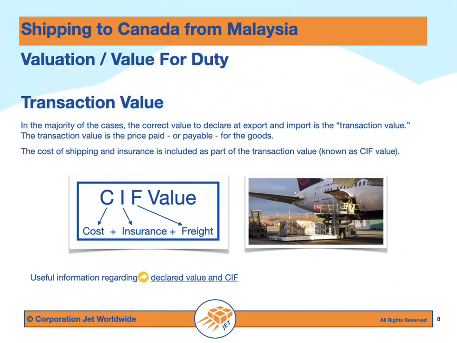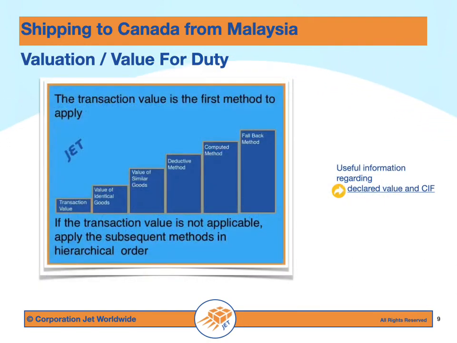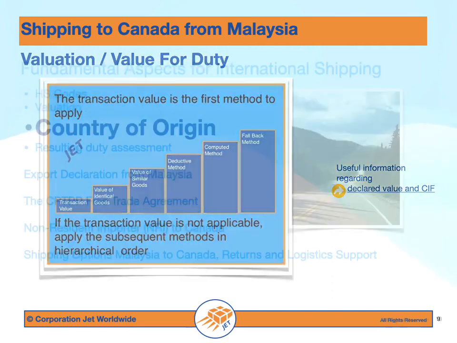If the transaction price is inclusive of shipping and insurance, you should include the term CIF value. In some cases, there is no direct transaction, such as sending samples, warranty parts, or transfers between related entities. Visit our blog on valuation for additional information.